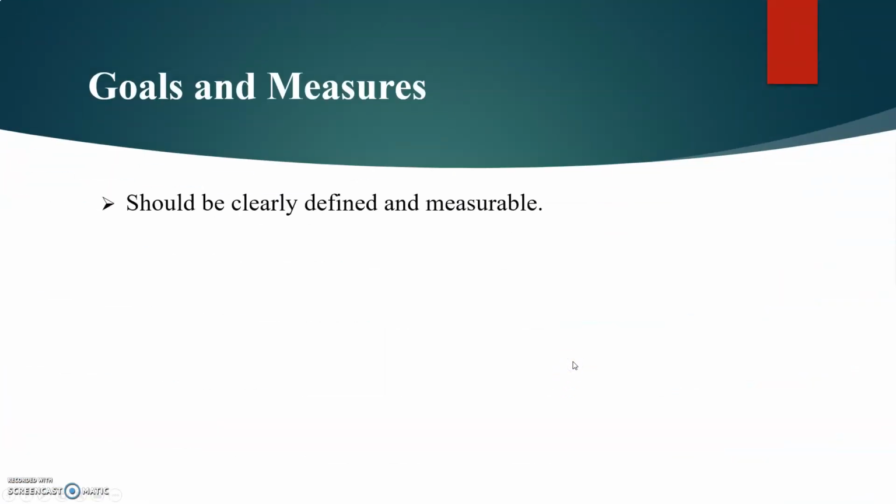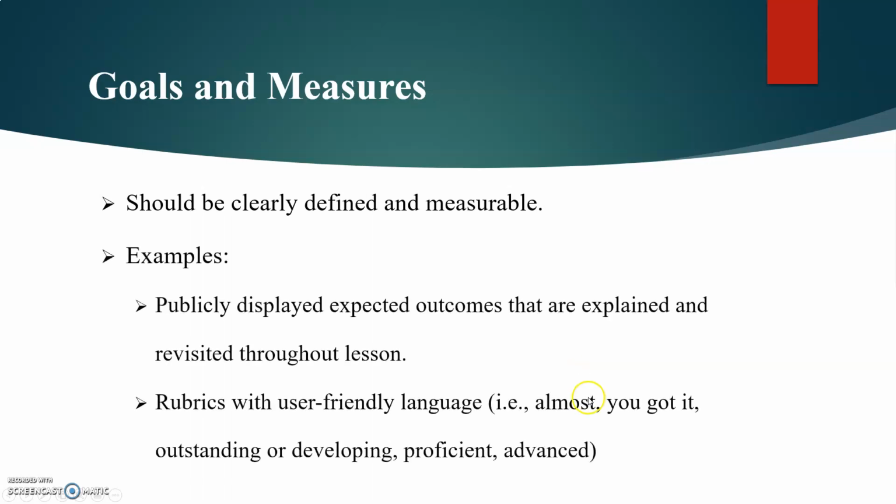Goals and measures. These should be clearly defined and measurable. Some examples would include publicly displayed expected outcomes that are explained and revisited throughout the lesson. Rubrics with user-friendly language such as almost, you got it, or outstanding, or even developing, proficient, or advanced.